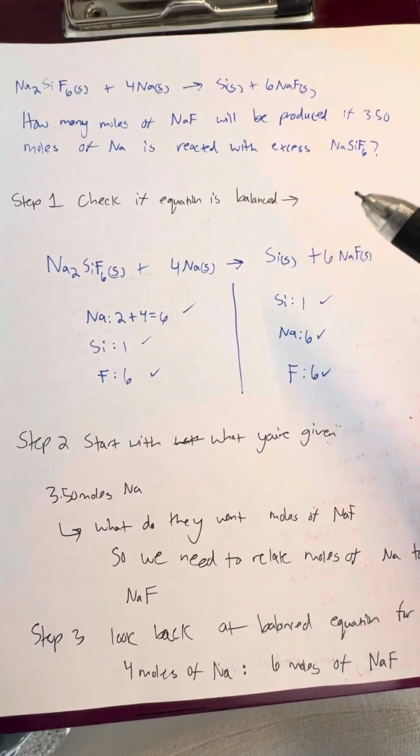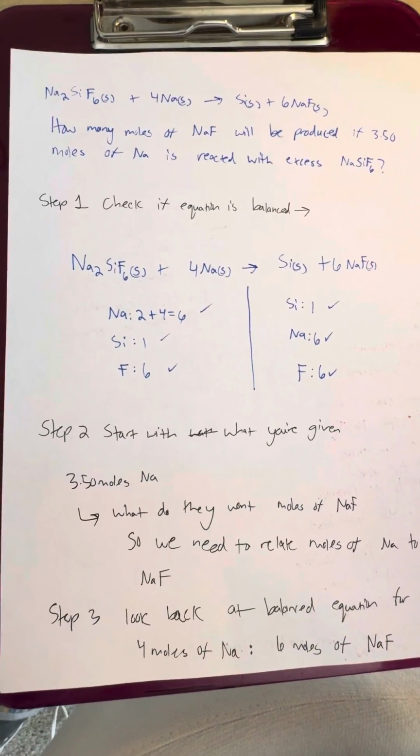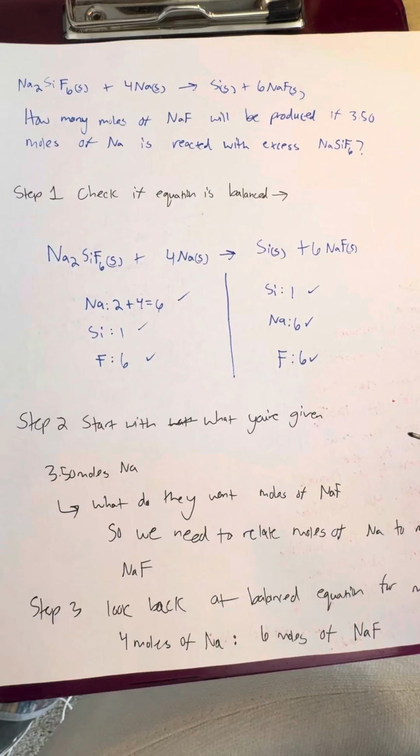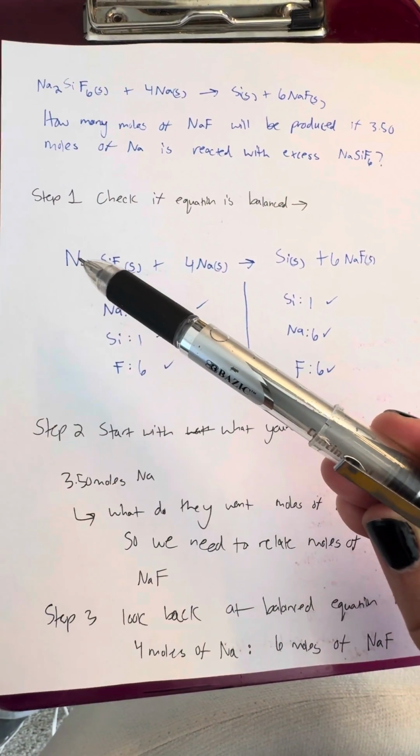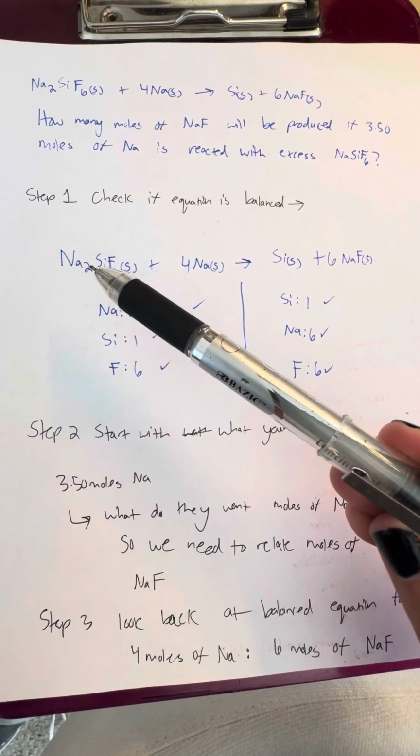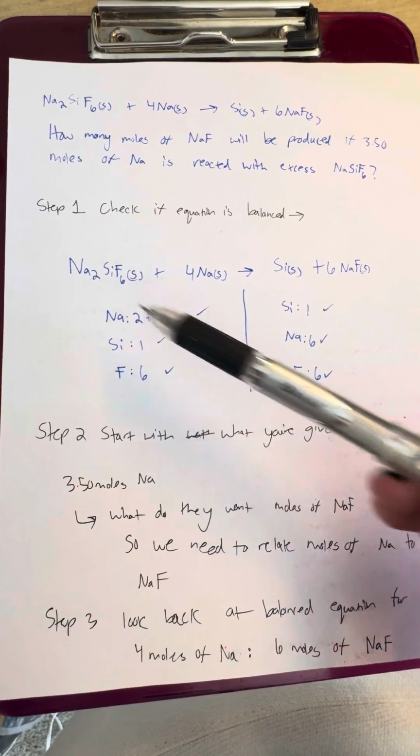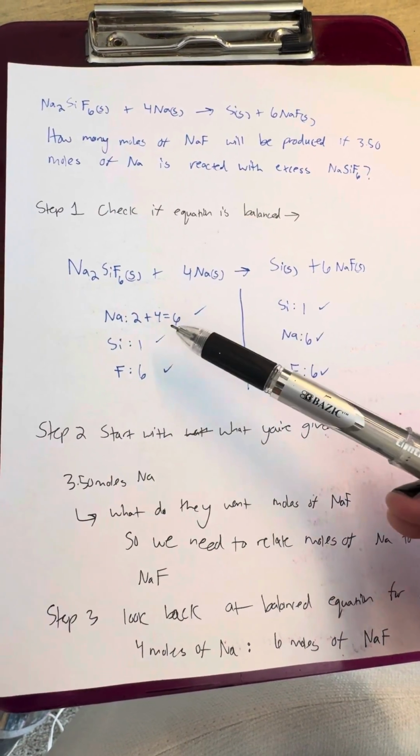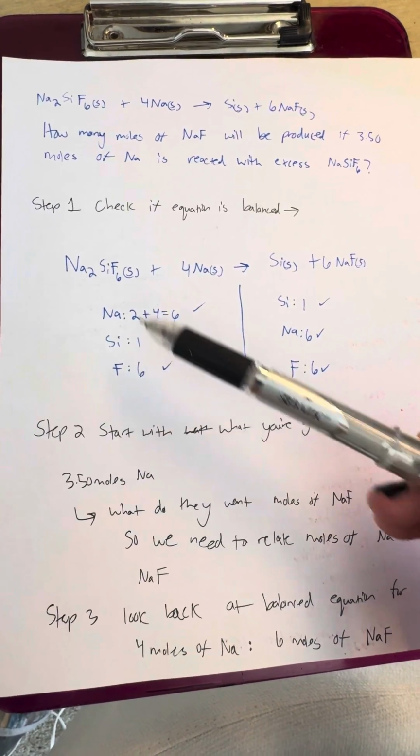Always do that as a good habit before you even attempt the problem. And you might even get partial credit for showing a balanced equation. So for each element, I just go atom by atom to make sure everything is accounted for. So I have 2 sodiums and 4 sodiums here, so I get a total of 6. I have 1 silicon and I have 6 fluorines.